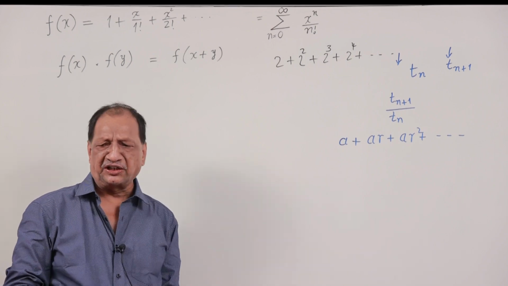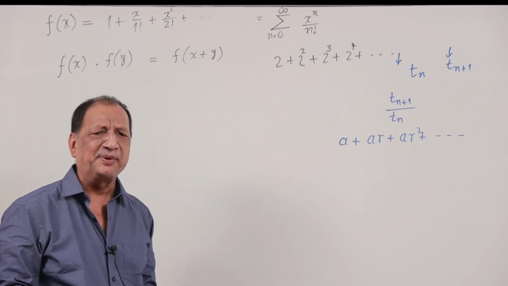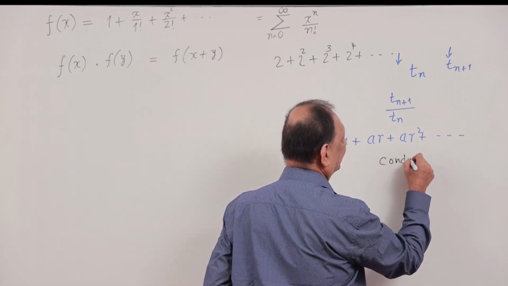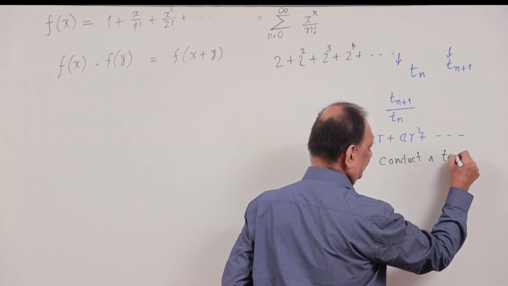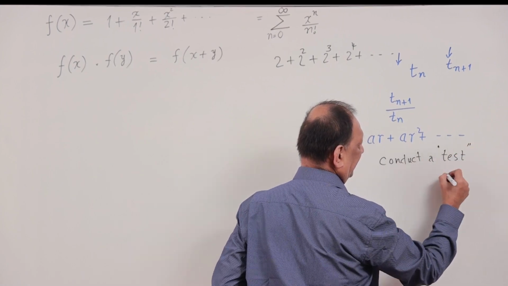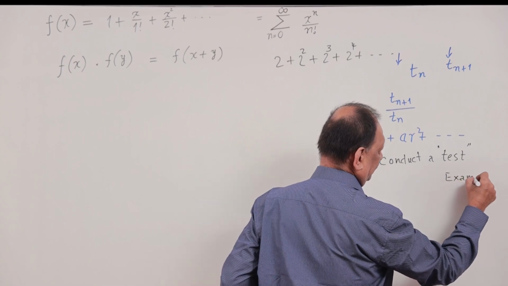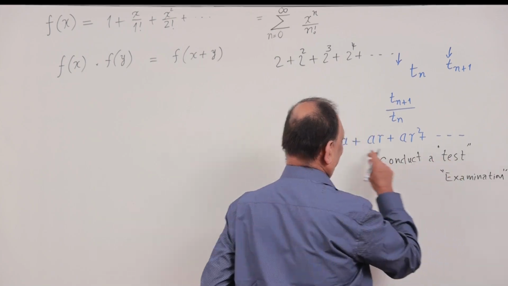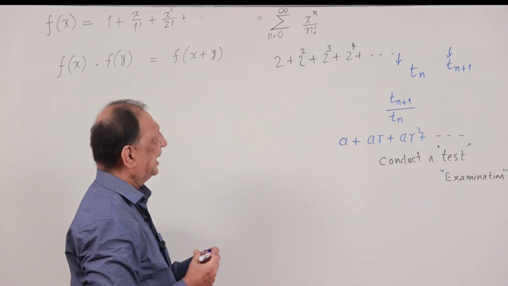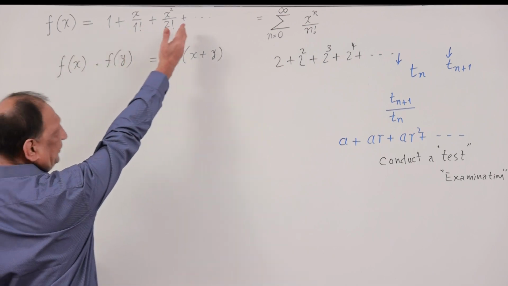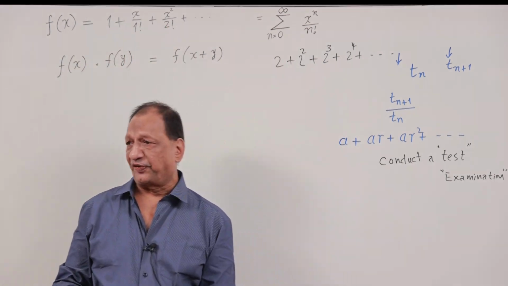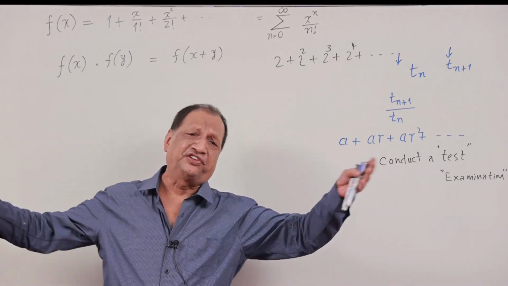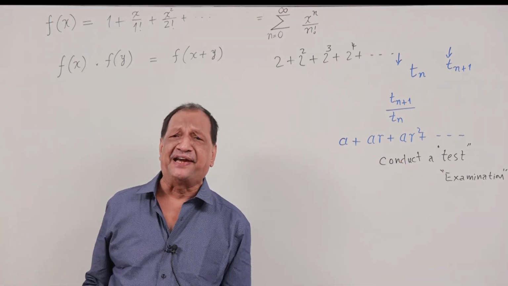Now, how do you know it's convergent or not convergent? We need to examine it, no? So we need to conduct an examination, conduct a test. So this is one geometric series, but I have our own f(x), 1 plus x by 1 factorial plus x squared by 2 factorial. I have our own function also. That means there are actually an infinite number of infinite series. There are all the candidates.